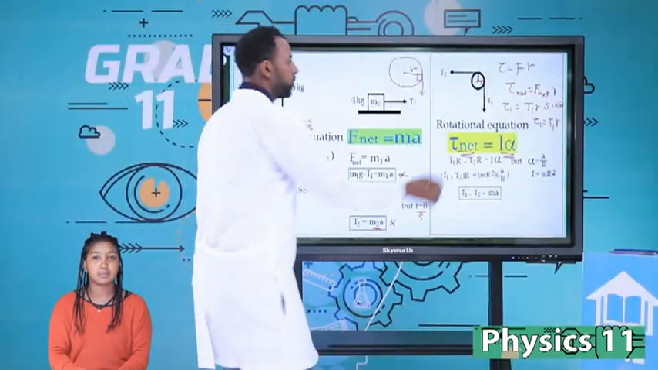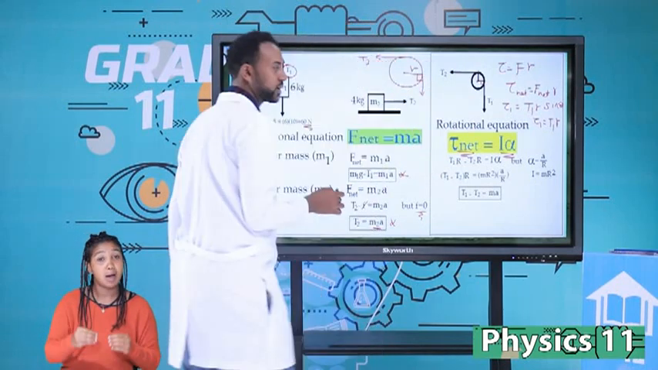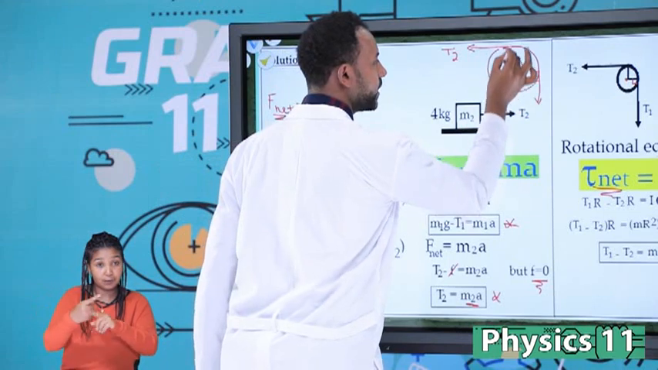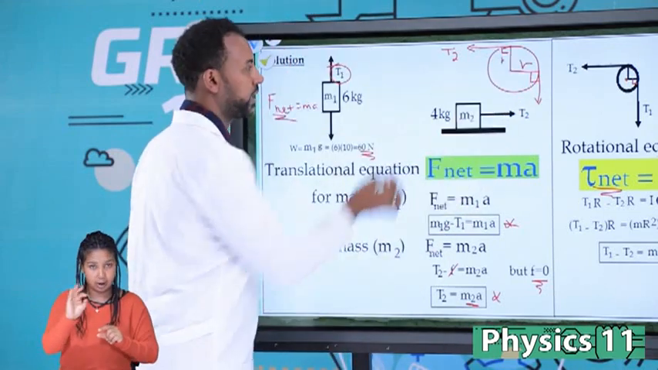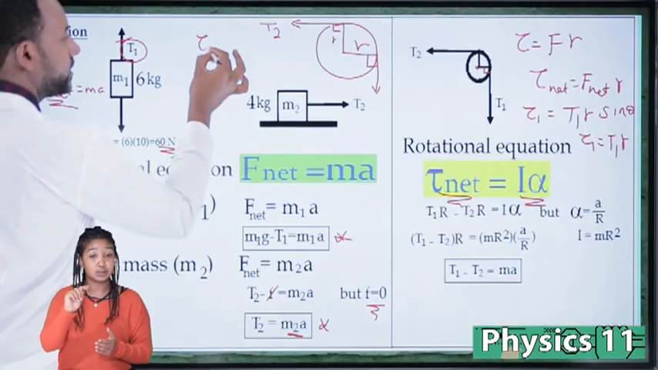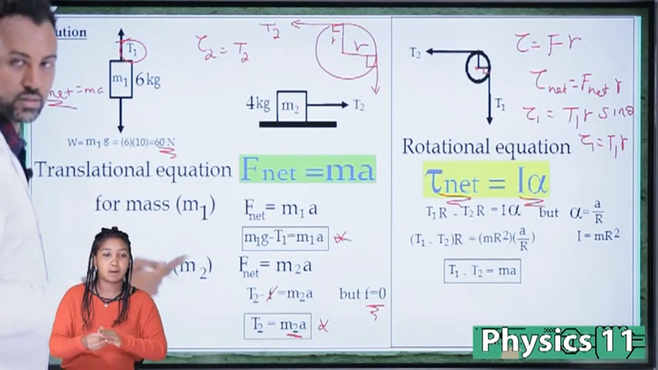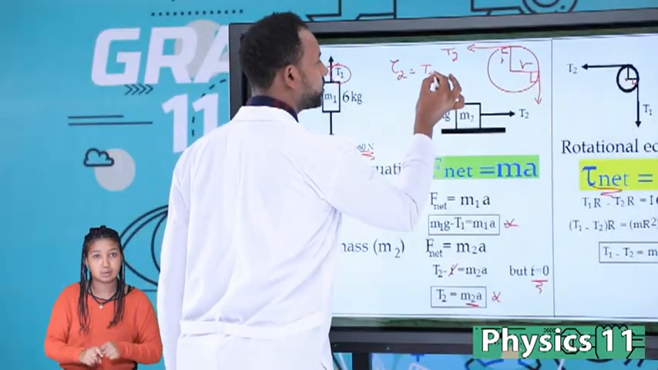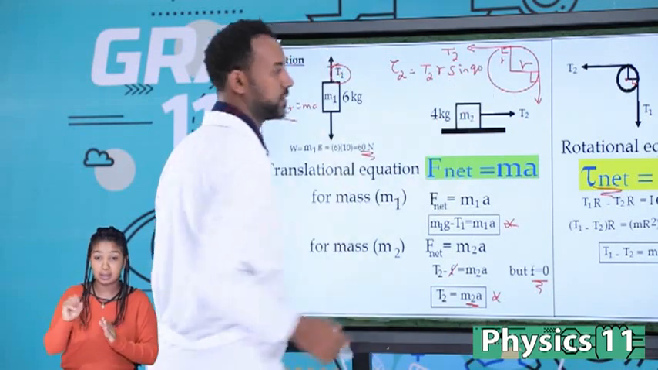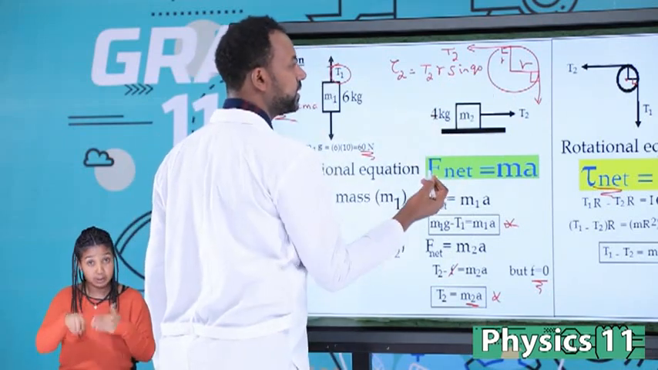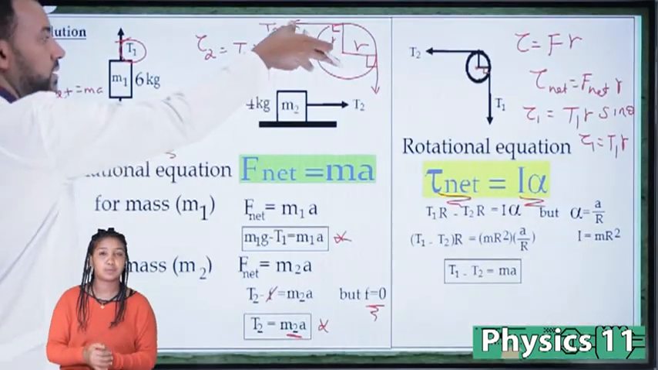Whereas the tension T2 acts counterclockwise. From the axis to here is again radius R. So the angle here is 90. Again, the tension T2 exerts a counterclockwise torque. Tau 2 is equal to tension T2 times R times sine theta, and theta is 90 degrees. So sine 90 is 1, therefore it's possible to have a torque which is acting counterclockwise.